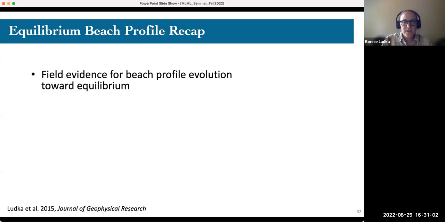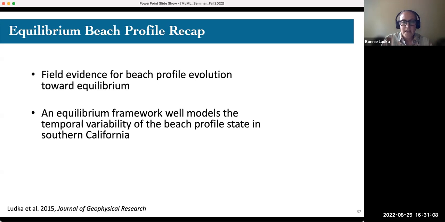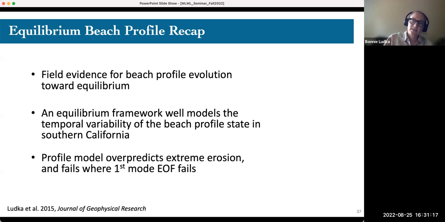And to recap, we found field evidence for beach profile evolution toward equilibrium. And we found that an equilibrium framework well models the temporal variability of the beach profile state in Southern California. I will say that the model isn't perfect. It often overpredicts extreme erosion because it assumes the beach is infinitely erodible. It doesn't know that there's bedrock or cobble there. We have played around with putting in an erosion limiter based on where we do know that some of the harder substrate is, and it does improve model performance, but you need some site-specific knowledge for that. The model also fails where the first mode EOF fails.